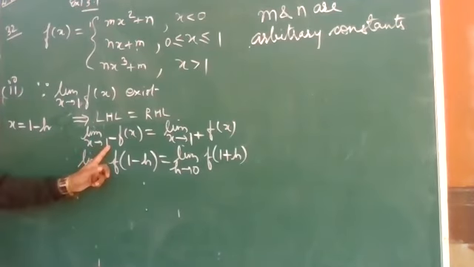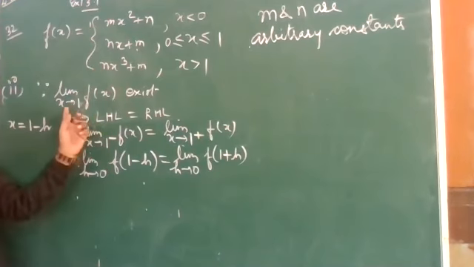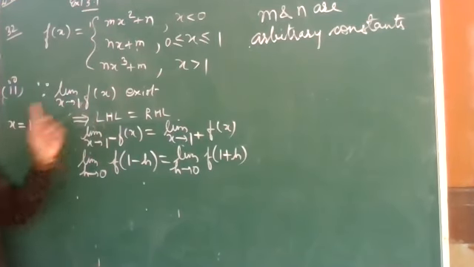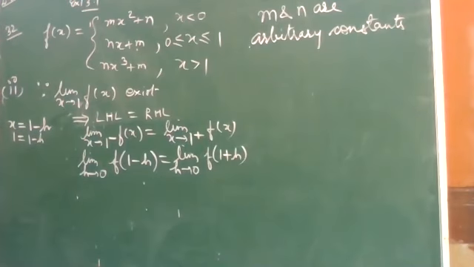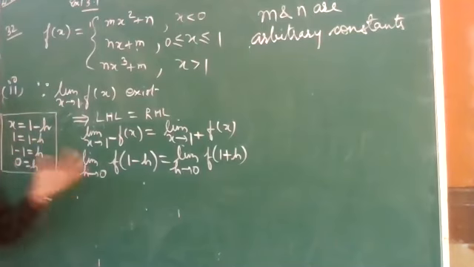What does x tend to? 1. Finally, what limit were we finding out? x tends to 1. Let's put x equal to 1 here. What do we get h as? 0. So we get h as 0. Okay? You can understand it this way also. Yes, h is a very small value, so it always tends to 0. That is a correct concept.